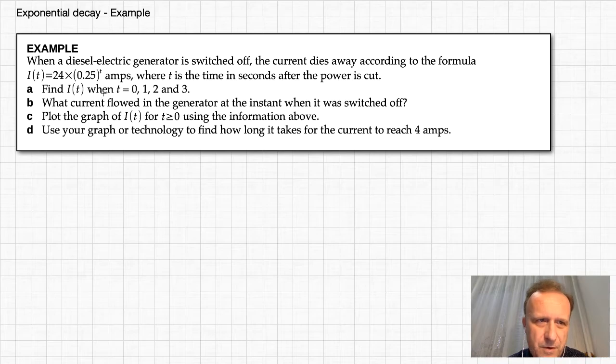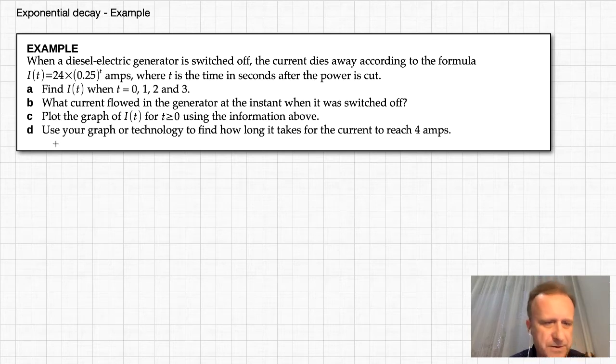Example of exponential decay. When a diesel electric generator is switched off, the current dies away according to the formula, and here we have a formula. I of t equals 24 times 0.25 to the power of t amps. Amps means amperes, where t is the time in seconds after the power is cut. Find I of t when t equals 0, 1, 2, and 3.